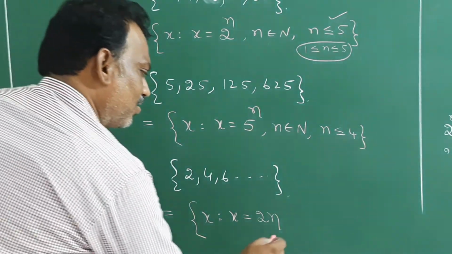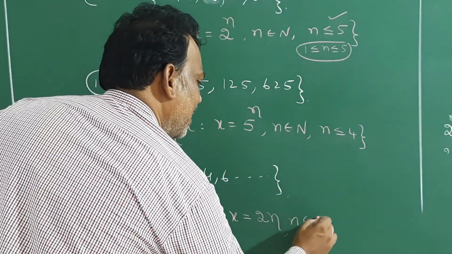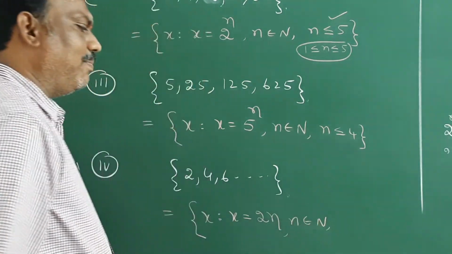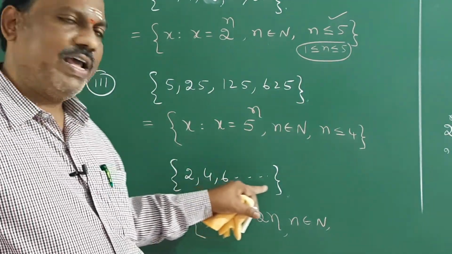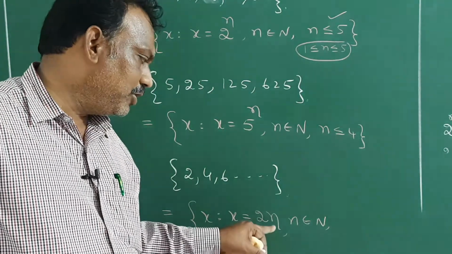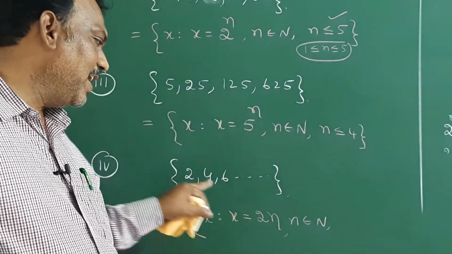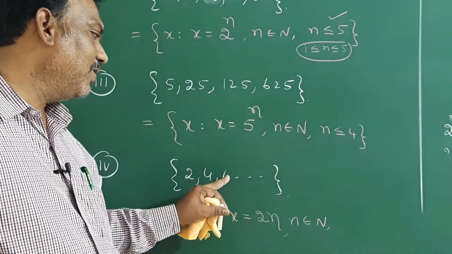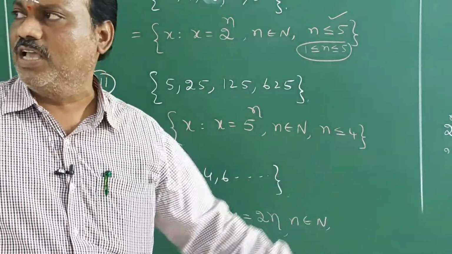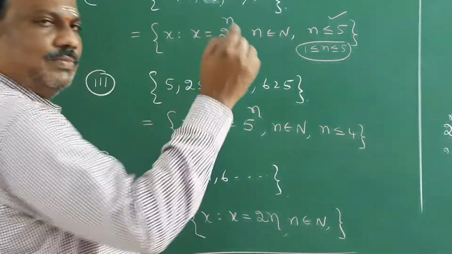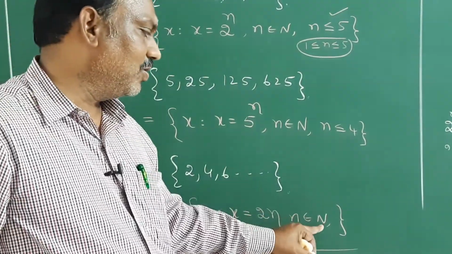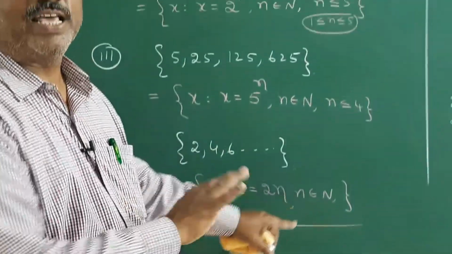Here, doubt: n belongs to what? Natural numbers. How many natural numbers do you have to take? All. Why? Because it is an infinite set. If you substitute 1, you will get the first value, 2 second value, 3 third value, 4 fourth value, like that you will get all the values. That's why we will stop here. n values belong to capital N, no restriction here.